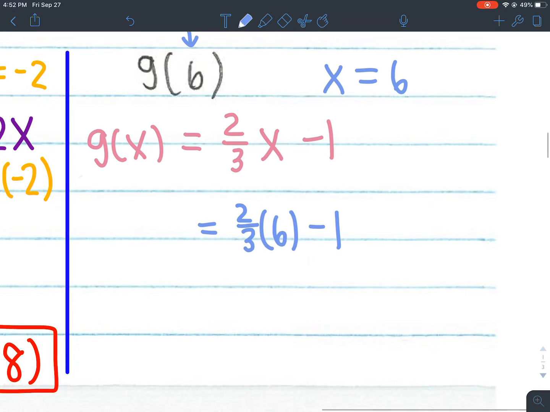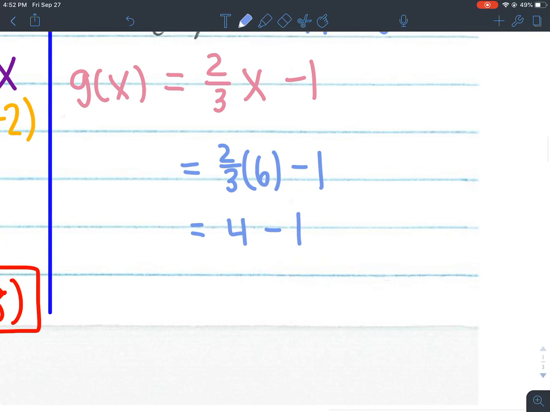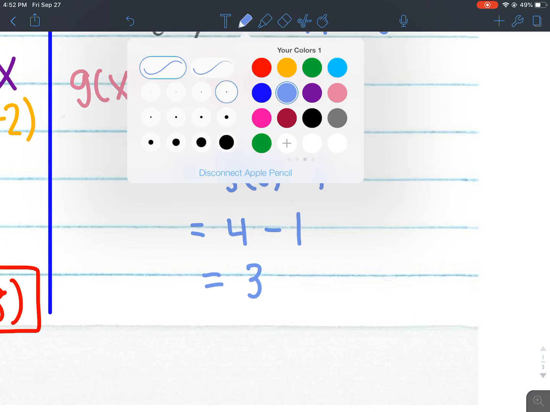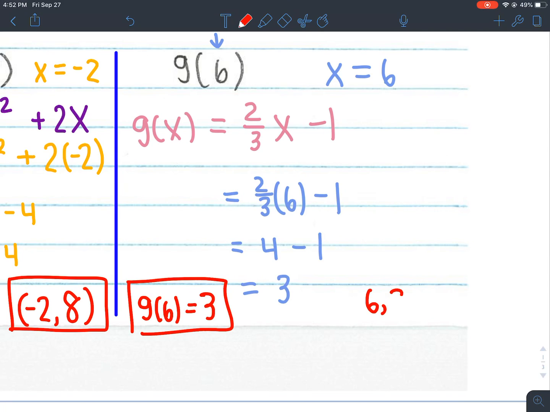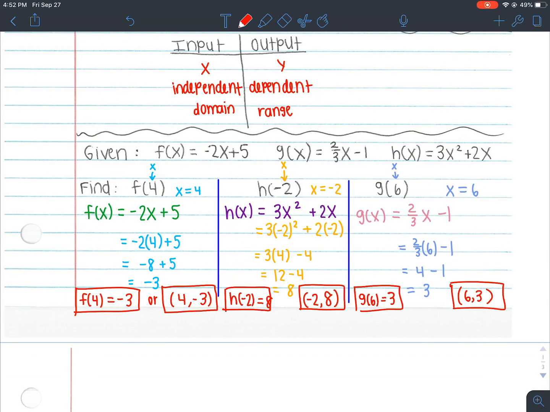That's going to be 2/3 times 6, which is going to be positive 4. And then I have 4 minus 1, which is going to be positive 3. So my answer here is that g of 6 equals 3, or (6, 3), because 6 was my x value. All right, so those aren't too bad. You just have to make sure that you're inputting it for the right function.